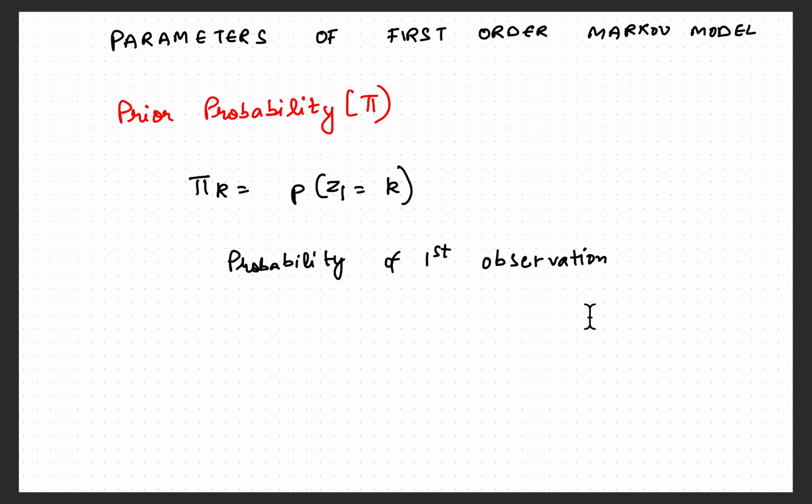Now let's look at the next parameter, which is the prior probability pi. We said that there are capital K states. So we denote the prior probability pi of k, where k is from 1 through capital K, to be the probability that for the first time instance, you are in the kth state. So this is basically the probability of the first observation.